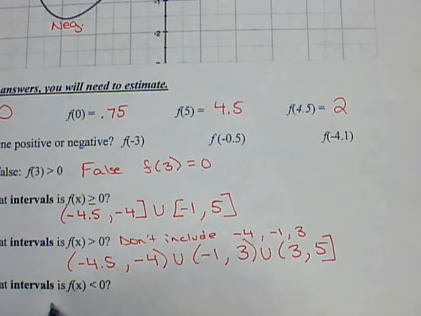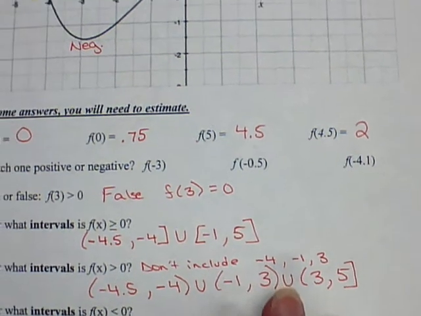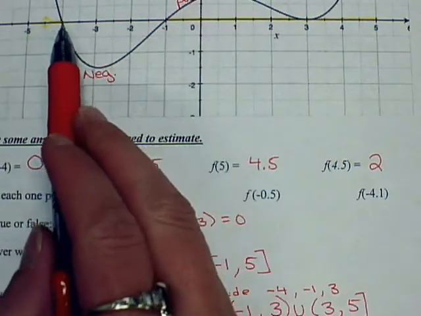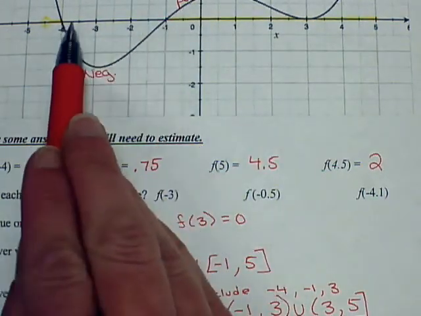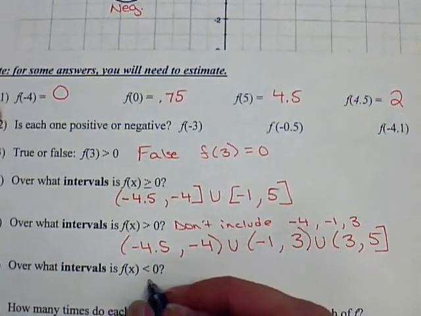Over what intervals is f of x less than 0? So in other words, what x values give me this part of the graph? Well, those would be negative 4 to negative 1.